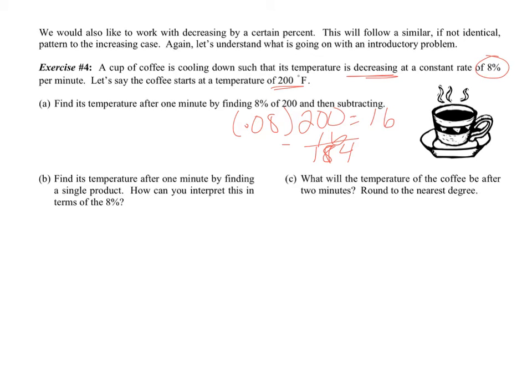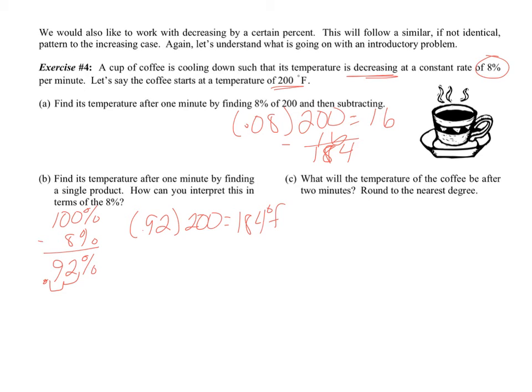Let's show you how to do that all in one swoop now. I have my 100%. So as it starts, it's 200 degrees Fahrenheit with 100%. I want to take 8% away from that, so minus 8%, which is going to give me 92%. If I want to write 92% as a decimal, I bounce it over, and I say, okay, it's 0.92. So I'm going to say 0.92 times my 200, and that's going to give me my 184 degrees Fahrenheit.